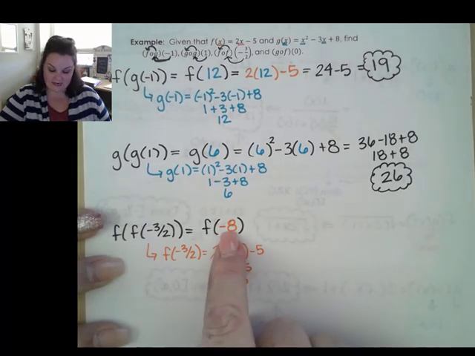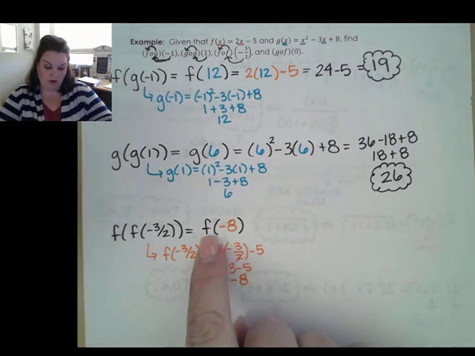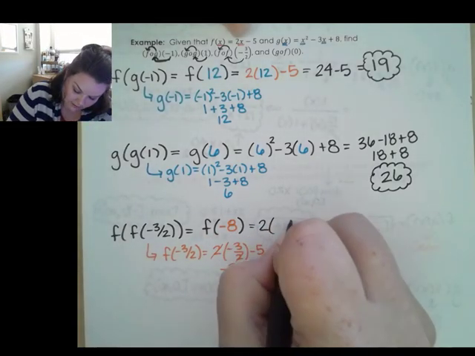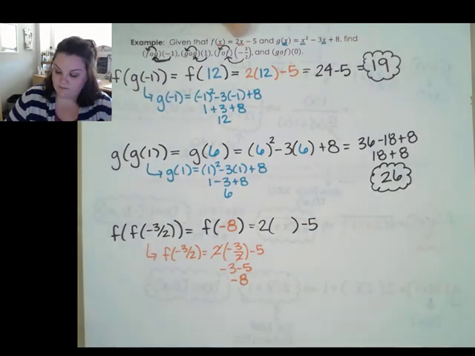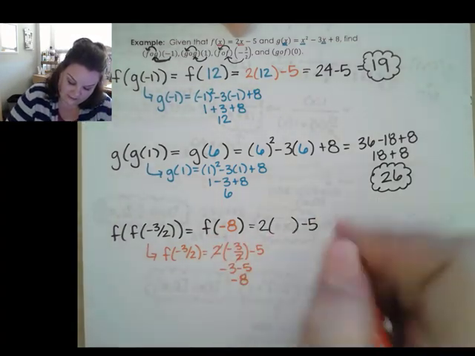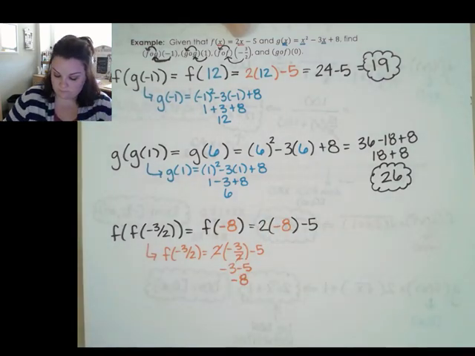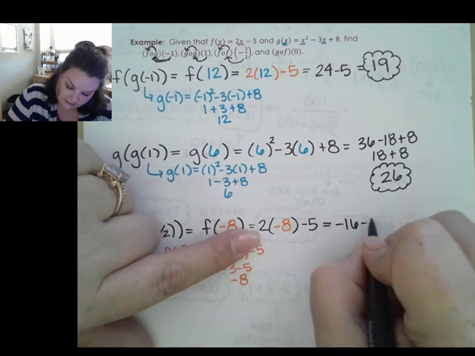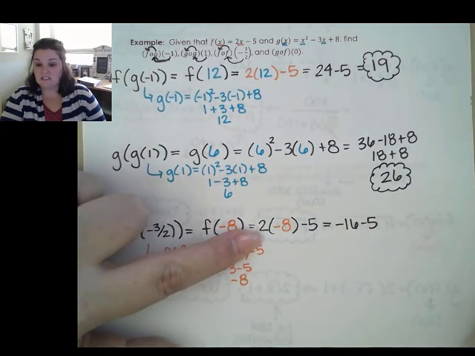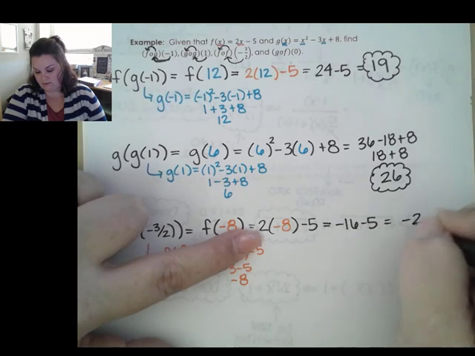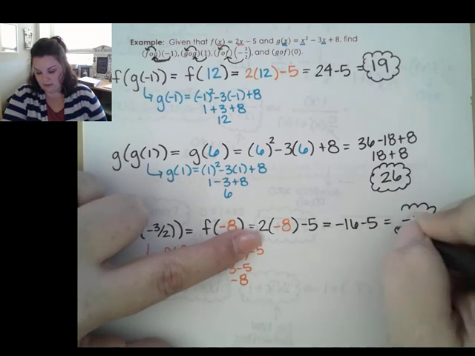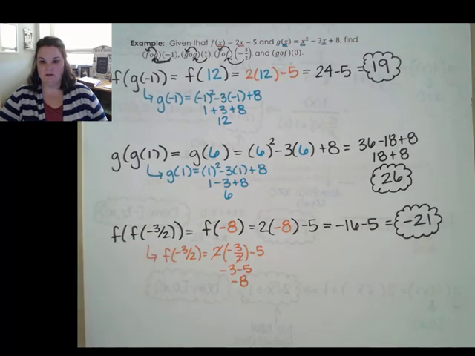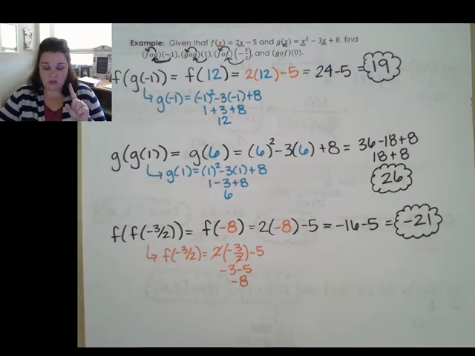So I'm going to replace that with negative 8, and now negative 8 is what we're going to re-plug into our f function. Again, our f function says to do 2 times our input and subtract 5. And here my input is negative 8. So when I simplify this, I end up with negative 16 minus 5, which gives me negative 21. And that is what f composed of f evaluated at negative 3/2 looks like. I want to do one more, and then y'all can practice it.